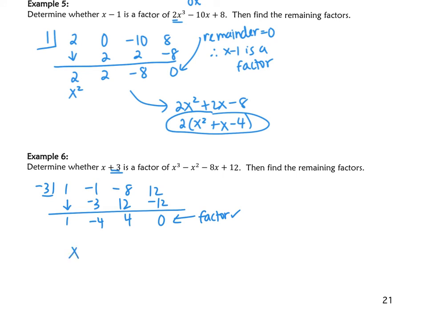So then I have x squared minus 4x add 4. Looking to factor this. Two numbers that multiply to 4 and add to -4. They don't exist. That means this does not factor anymore. So if we were to factor this polynomial, we would get x plus 3, and then x squared minus 4x plus 4.